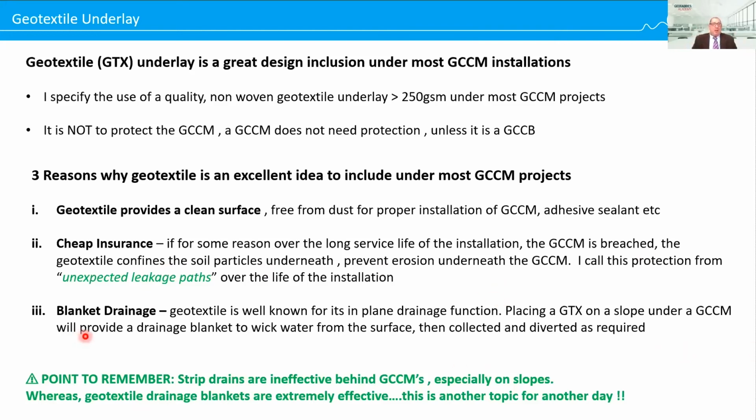And finally, geotextile is well known for its plain drainage function. Placing a geotextile on a slope under a GCCM will provide a drainage blanket to wick water from the surface. Then it can be collected and diverted as required. The point to take out of this for designers is strip drains are ineffective behind GCCMs, especially on slopes, whereas geotextile drainage blankets are extremely effective. This is the most common question I get from geotechnical engineers designing slopes, but this is a topic for another day, but I'm sure it will come up in the questions.